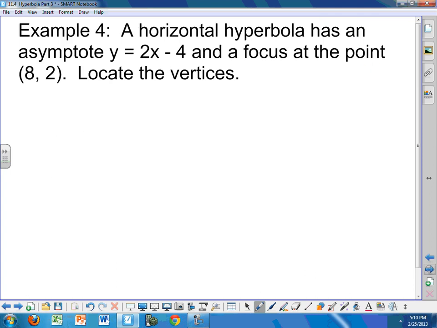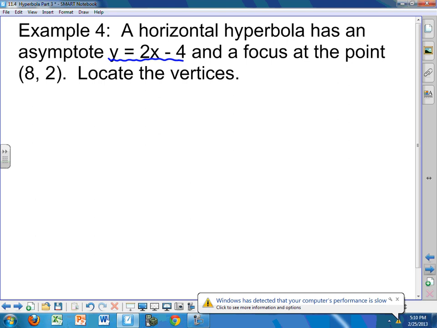Let's move on to the second example. If the first one wasn't difficult enough, we've got this one. A horizontal hyperbola has only one asymptote given. Now that right there is clue enough that this is a dangerous problem.